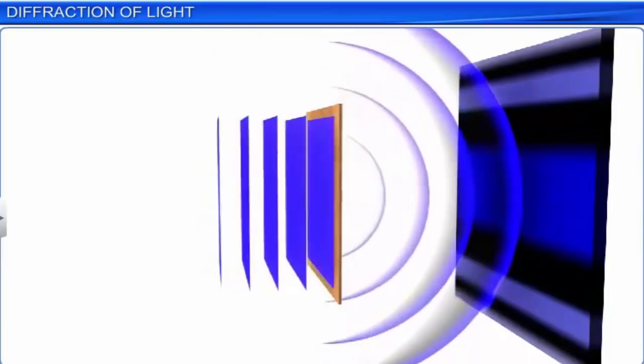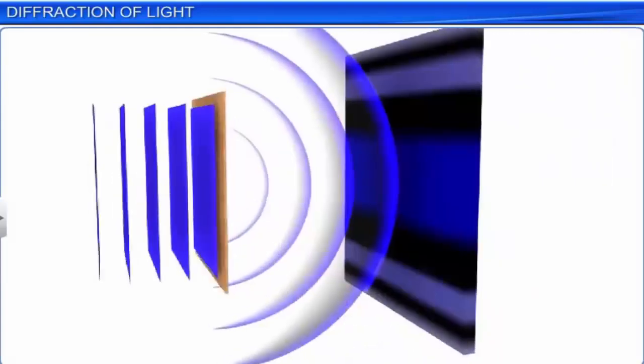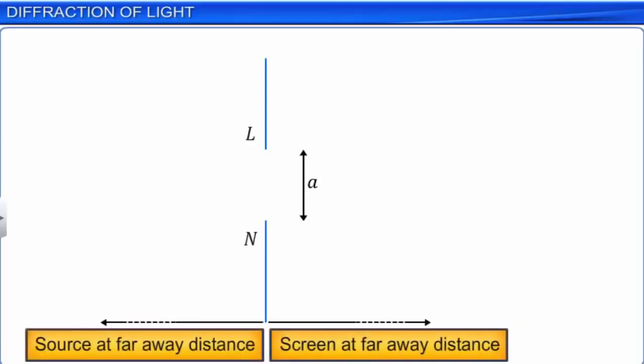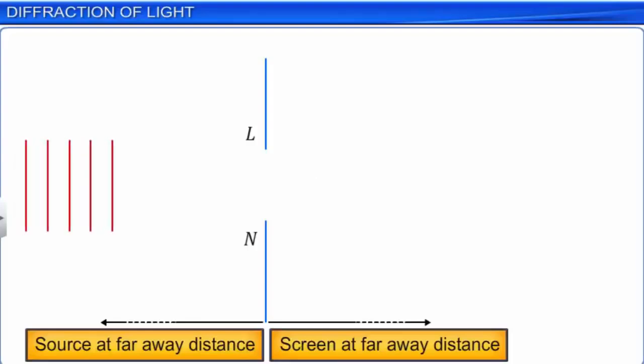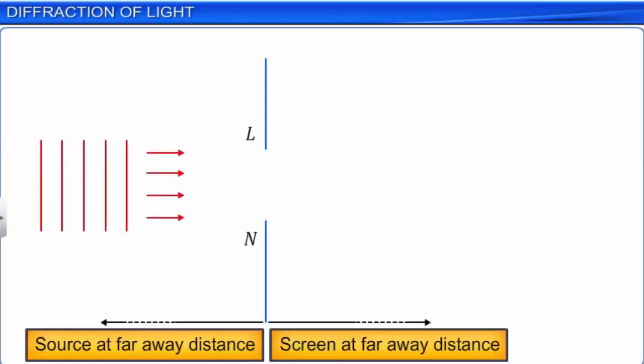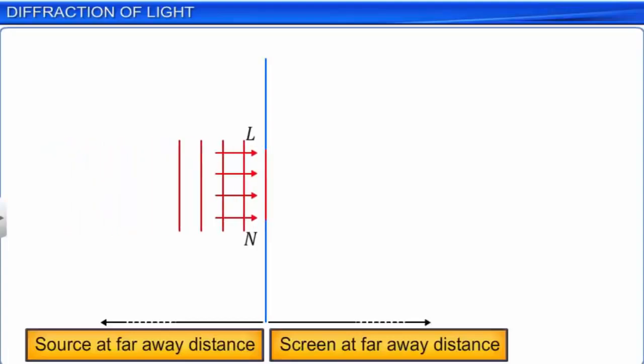Let us now analyze the diffraction pattern mathematically. We represent light as a beam of rays. Let the width of the slit LN be a. Let the source of monochromatic light and the screen be very far away from the slit. If the source is at a faraway distance, we can regard the incident light as plane wavefronts, or alternatively, the incident rays are parallel. When a plane wavefront is incident on the slit, all the points of the plane wavefront are in phase.